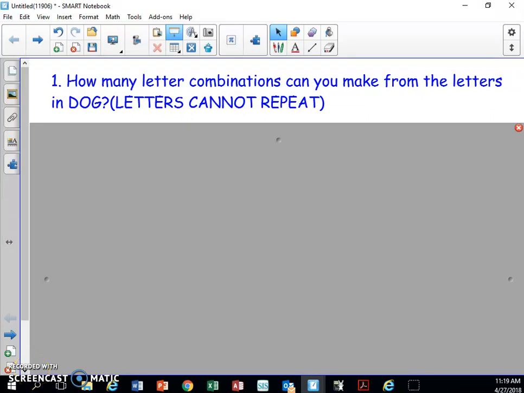Welcome to Unit 5. Today, we're going to talk about our counting principle. We're going to start with how many letter combinations we can make from the letters in DOG. Remember, letters can't repeat. So pause for a second and I'll give you about 30 seconds to write down as many combinations as you can using the letters without repeating.